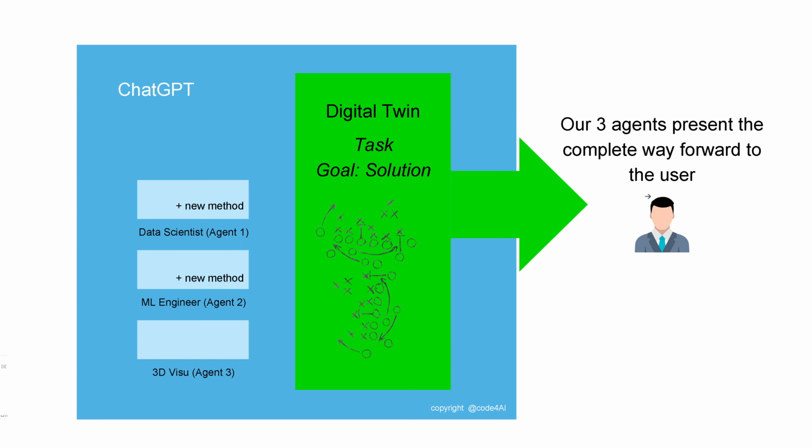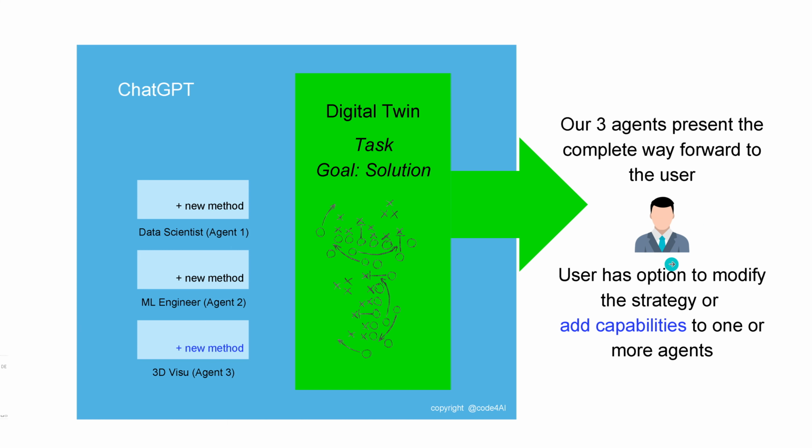So before we execute any code or before we go now into the interaction, we have now on the strategy field defined how we want to play. And we show this to the user. Let's say this is our super coach. And the user has now the option to modify the strategy and says, yeah, but I have an idea or whatever, or add capabilities to one or more of the agents.